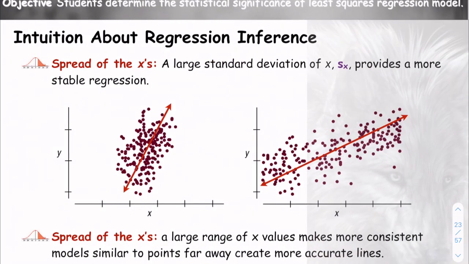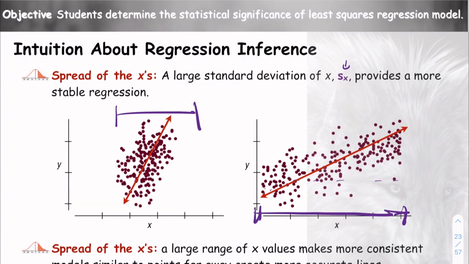So the next thing that we want to look at is not just the spread around the line, but the spread of the x values. So how far things are horizontally. And in general, a large standard deviation of x, which we call S sub x, provides a more stable regression. We want more spread horizontally, and that gives us a large range of x values, which makes more consistent models, similar to how points far away create more accurate lines. So we want the x values to be spread across because it makes our line of best fit more consistent.